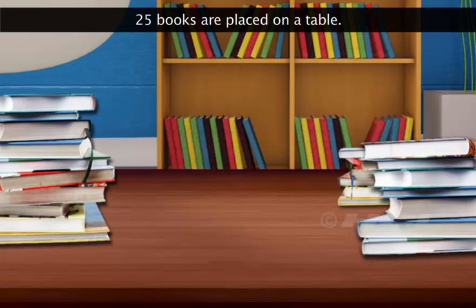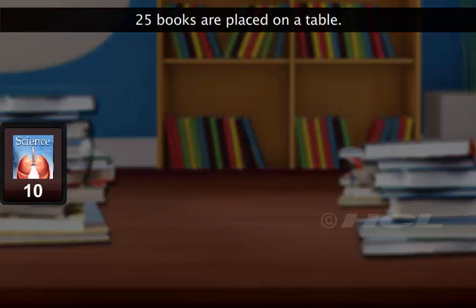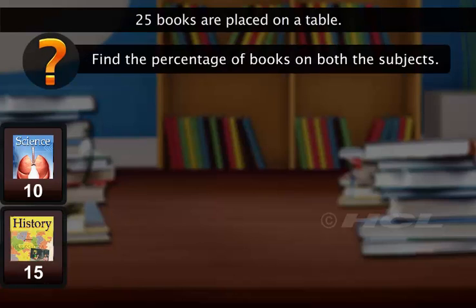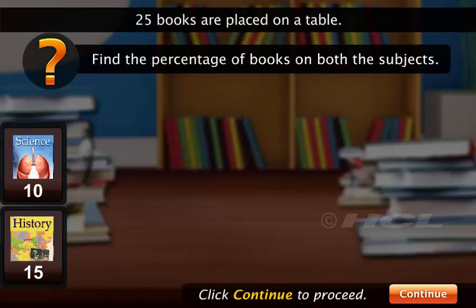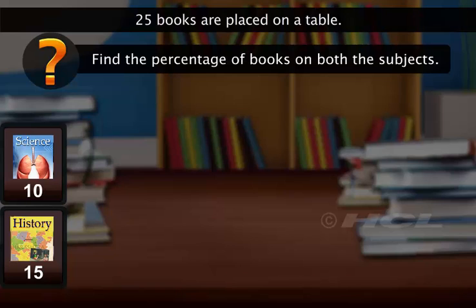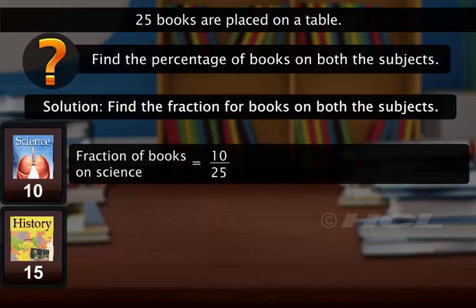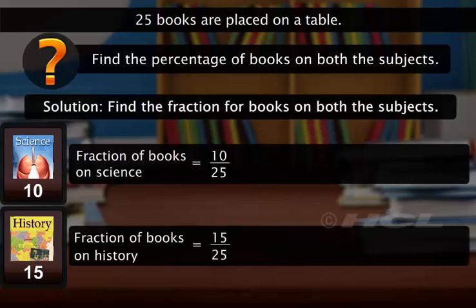25 books are placed on a table. Out of these, 10 books are on science and the remaining 15 are on history. Find the percentage of books on both the subjects. As done earlier, first we find the fractions for books on both the subjects. Books on science are 10. Therefore, its fraction is 10 over 25. Similarly, the fraction for books on history is 15 over 25.